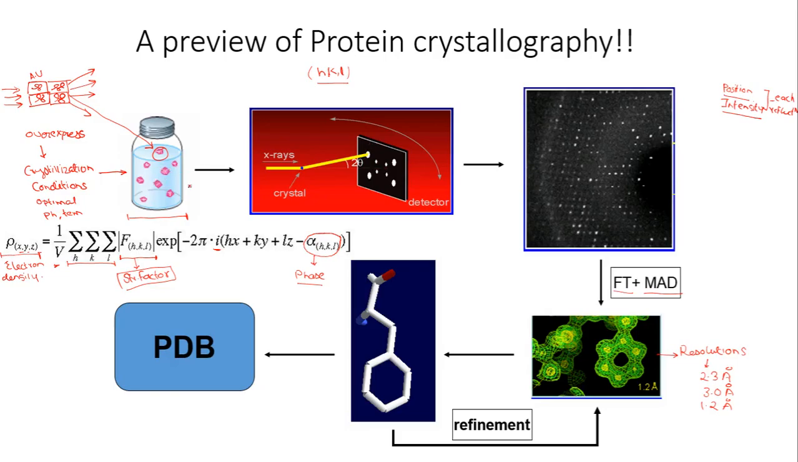Okay, so the next thing that needs to be done is that you create a model that would fit into your electron density map. Once you get the electron density map, you generate a model that fits into it. So what you see over here is one of the amino acid residues. This amino acid residue is aromatic in nature.